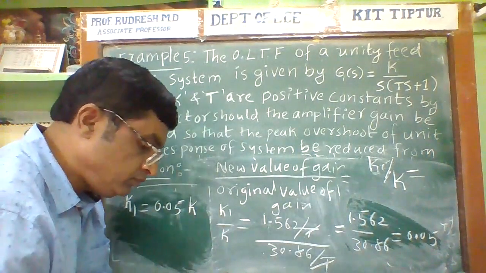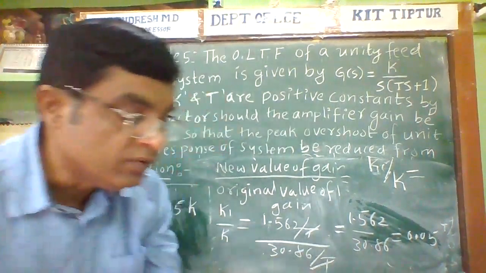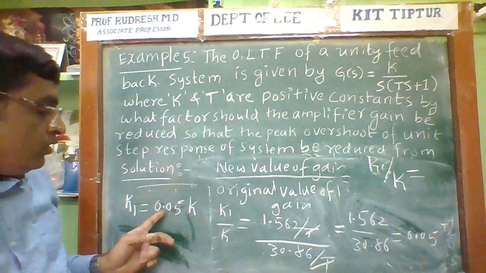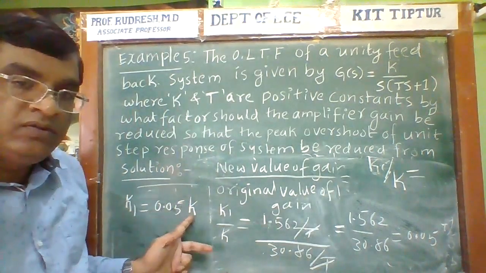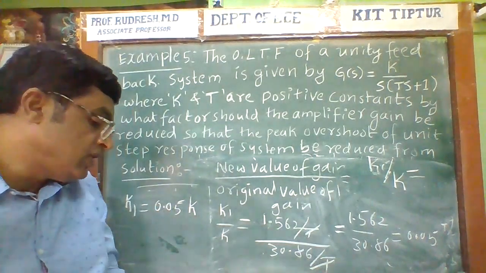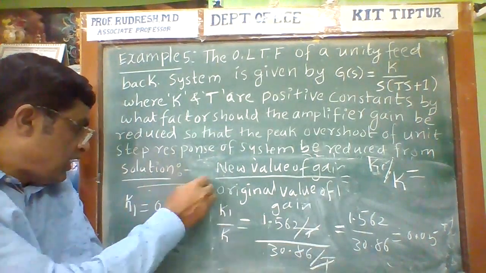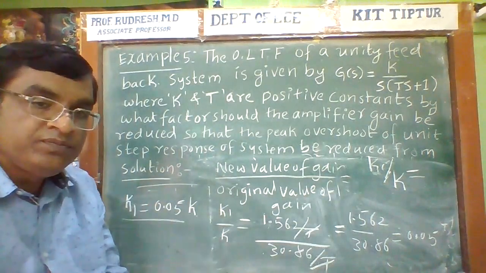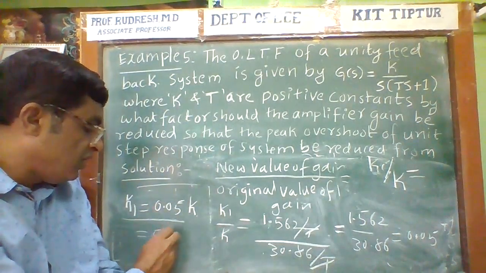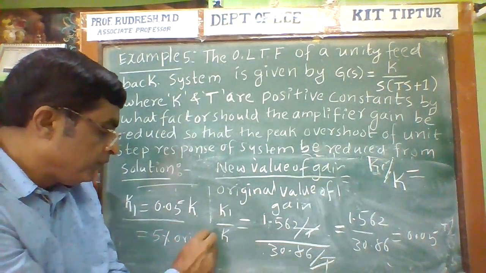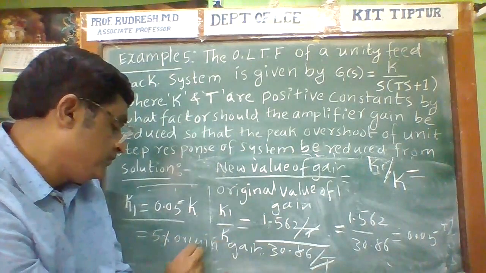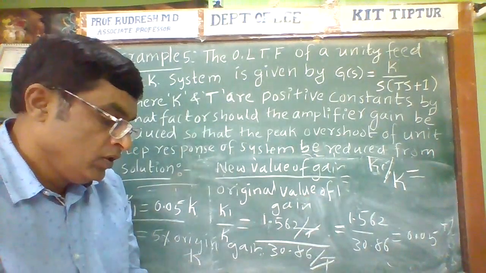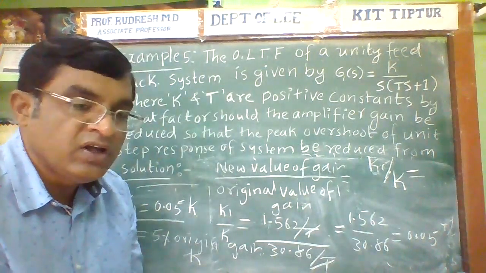This shows that the new value of gain K is equal to 5% of the original gain K. K1 is equal to only 5%. This shows that the new gain is equal to 5% of the old gain.